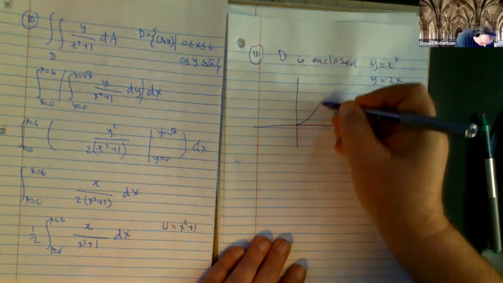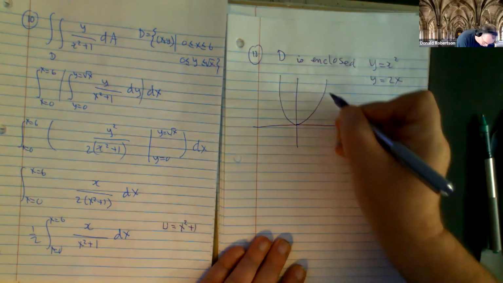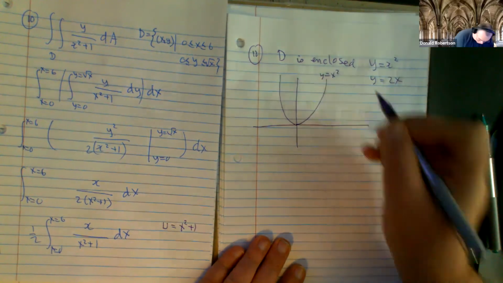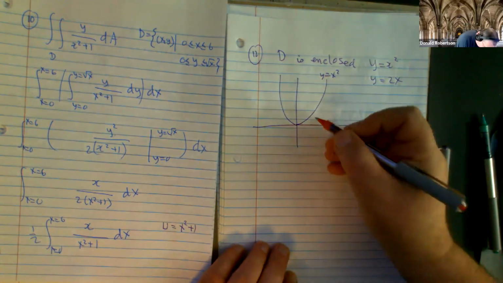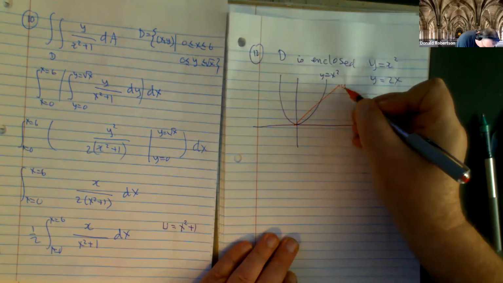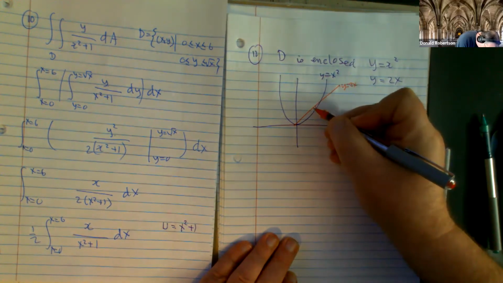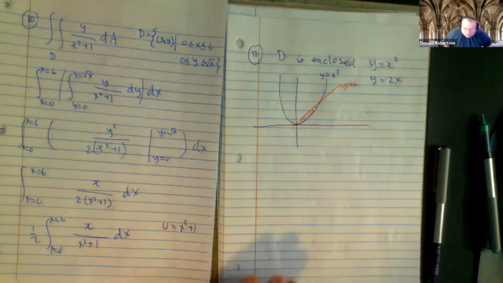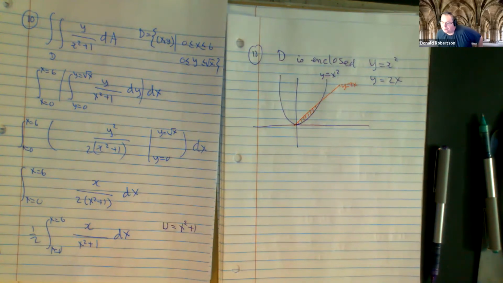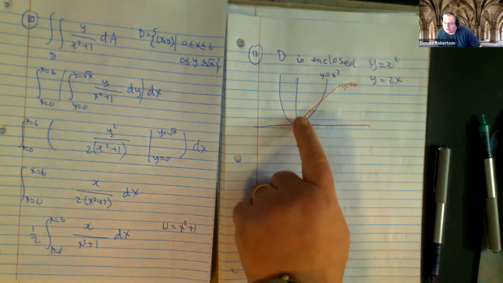So I'm going to look at what y equals x squared would look like, and if I wasn't sure, I'd use Desmos. And if I did y equals 2x, it would look like this. So it's pretty sure, would you agree it's that little banana shape? That's D, right? That little banana shape.